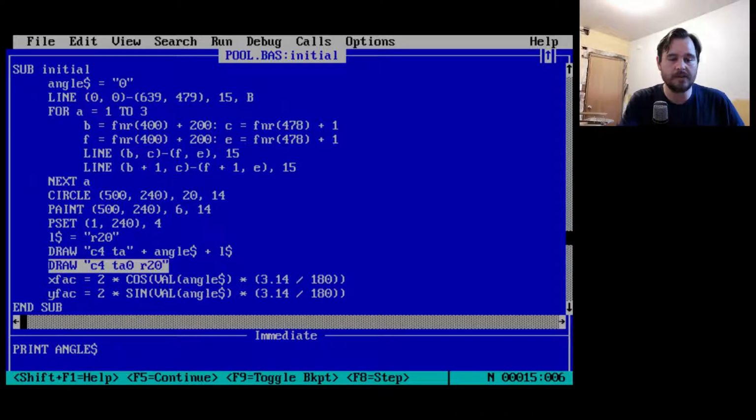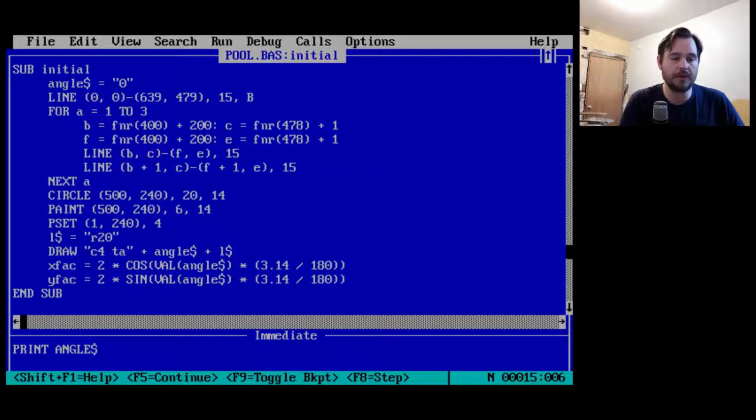So rather than give it a direct string, I'm building it up with these variables. Now, xfac and yfac are always the speed of my pellet, my ball, whatever you want to call it, in all of my games. So this is how fast the thing is moving in the x direction. And it's 2 times the cos of the angle times pi over 180. Awesome.